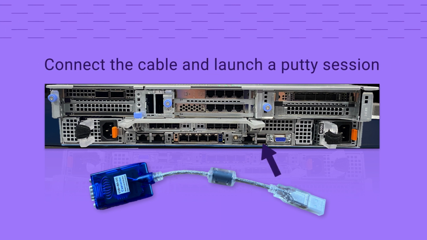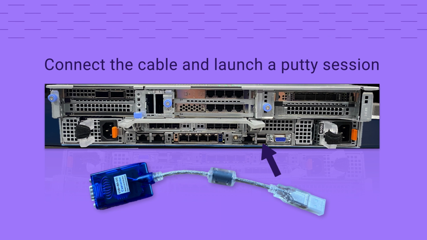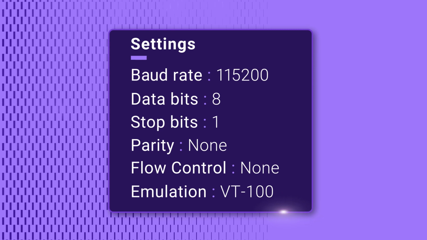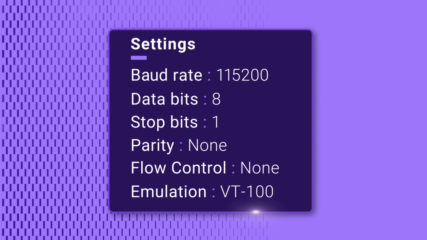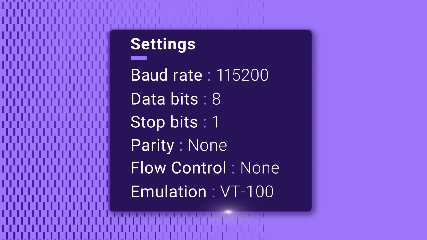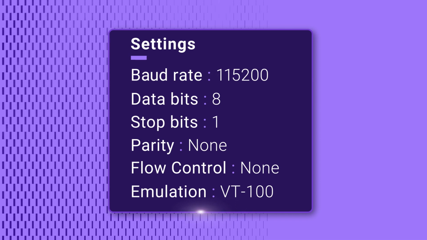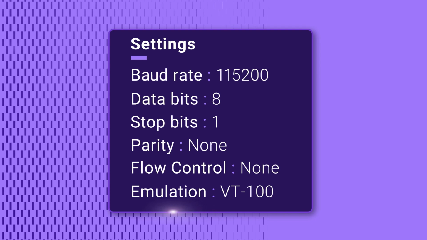Connect the DB9 cable to the serial port on the system's back panel and launch a PuTTY session. Configure the COM port you are connected to with the following communication settings: baud rate 115200, data bits 8, stop bits 1, parity none, flow control none, emulation VT100.